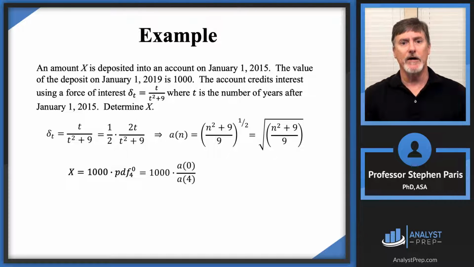For a of 4, plug in a 4 for n, and I get 4 squared, or 16, plus 9 is 25. I get 25 divided by 9, and I'm taking the square root of that. That's just 5/3. And so I get 1,000 times the fraction there that can be reduced to 3/5, and 1,000 times 3/5 is 600. So my answer is actually 600.